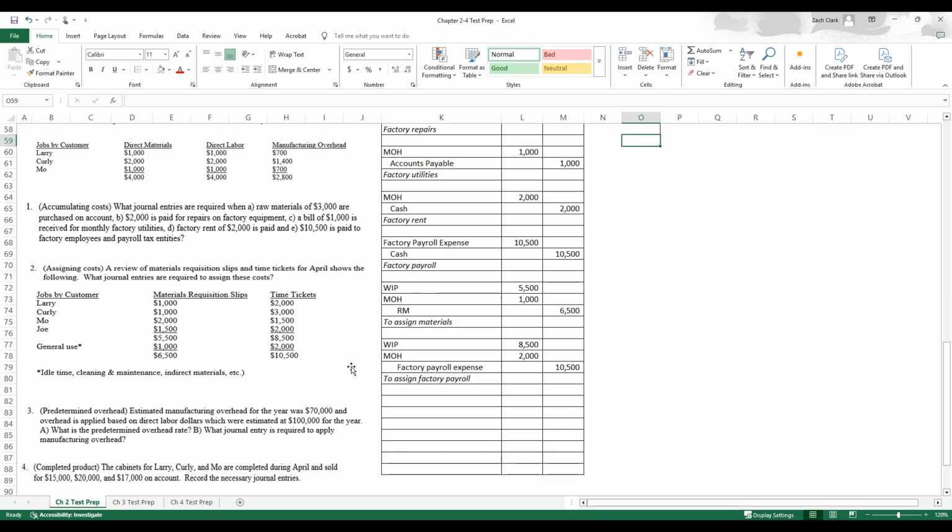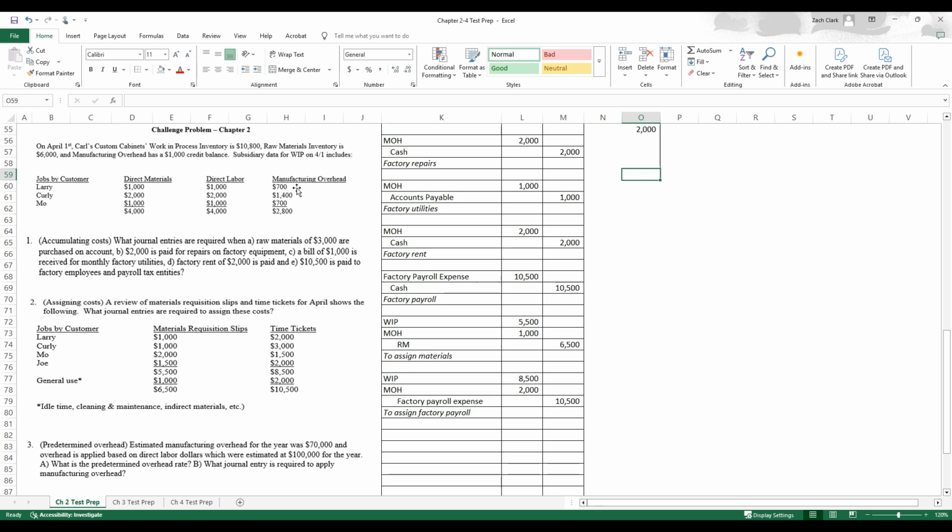Okay, so now we're on to the overhead piece. We've got materials, direct labor, and overhead. And let's see here. I'm going to make a little chart off to the side here. We're going to say Larry. No, these are the Three Stooges, the 3 jobs. So this will be jobs, direct materials, direct labor, and MO, our manufacturing overhead.